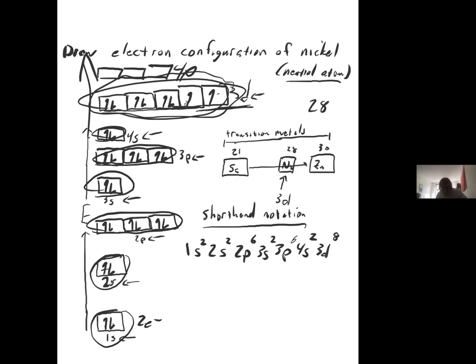Again, it's showing you from lower energy to increasing energy, but it's a lot nicer, right? It's a lot simpler. We don't have to draw those box diagrams. You lose a little bit of information with this shorthand notation. Here's what you lose.